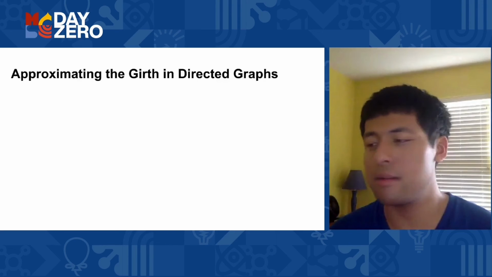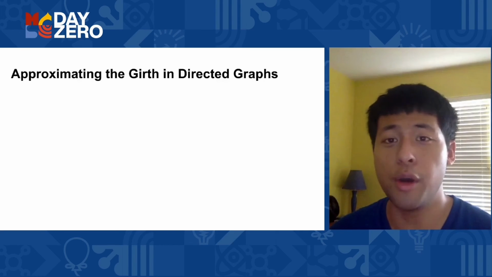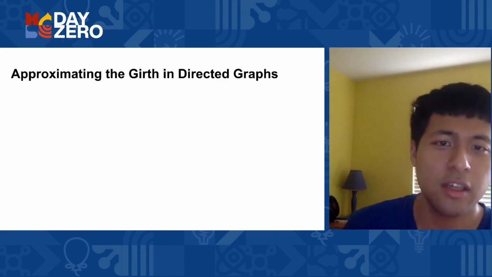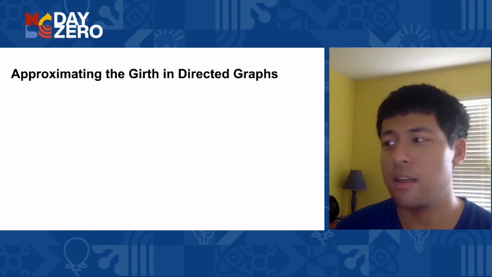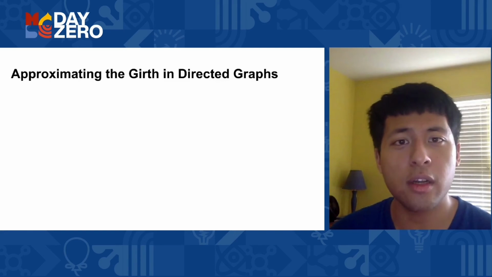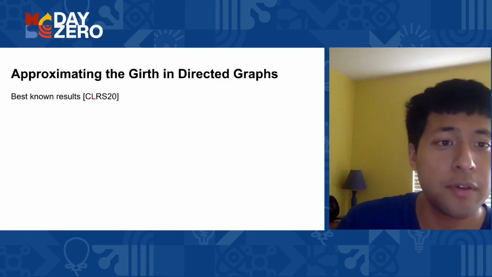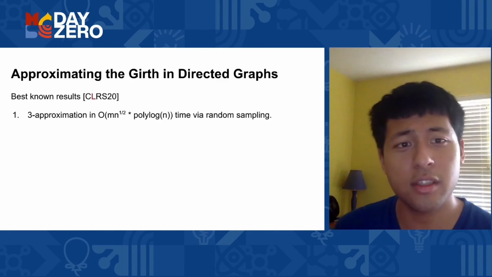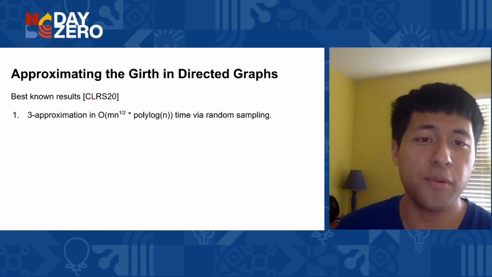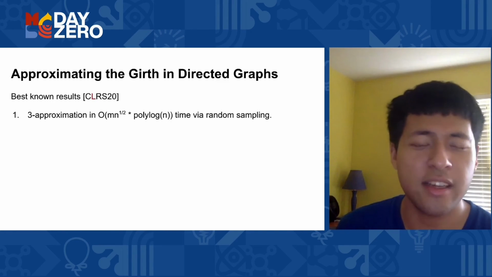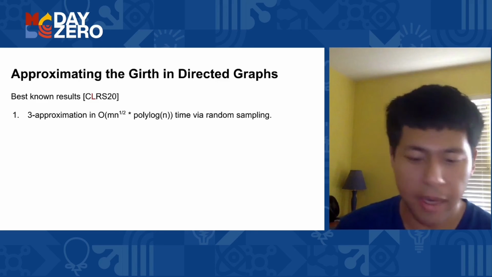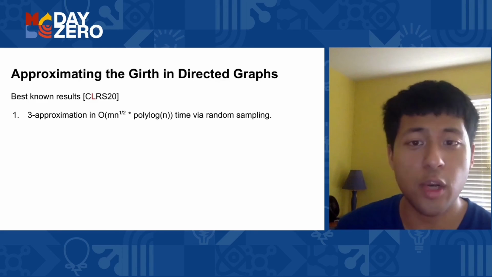So at this point, I'm going to discuss what's known about approximating the girth in directed graphs. Very little was done until recently, until some work by some co-authors and me, where we prove the following results. We show that we can get a 3 approximation to the girth in directed graphs in m root n time based on some tricky random sampling scheme.